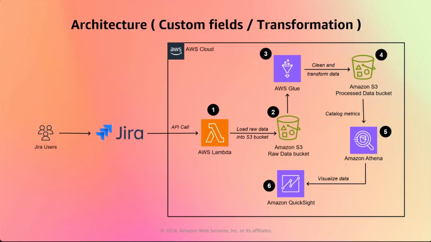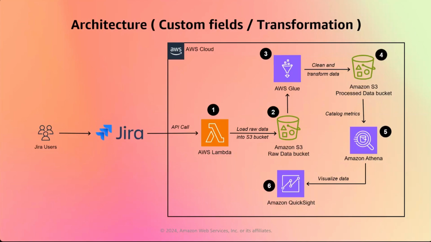In this architecture, once the Jira users log in or create issues in Jira, we use Lambda code to make an API call to Jira and store all that raw data in an S3 bucket. Once you have that data in an S3 bucket, we can use Glue to transform and clean that data, maybe create hierarchies for the projects that you have. And then you can store the processed data in another bucket in S3, right?